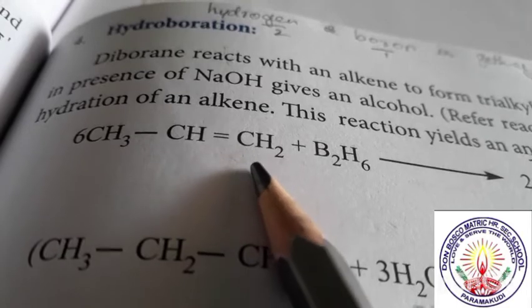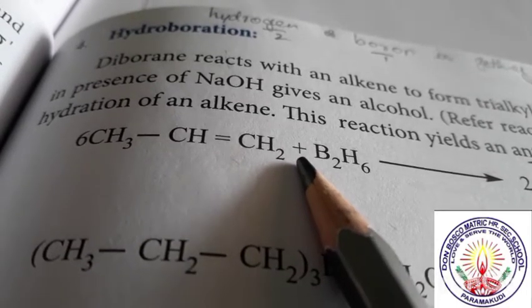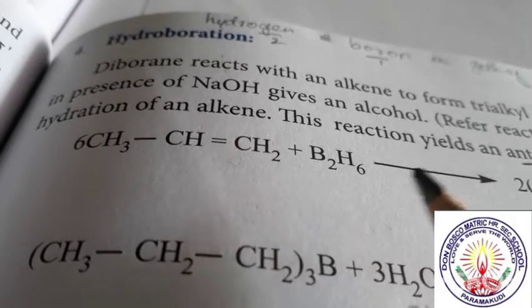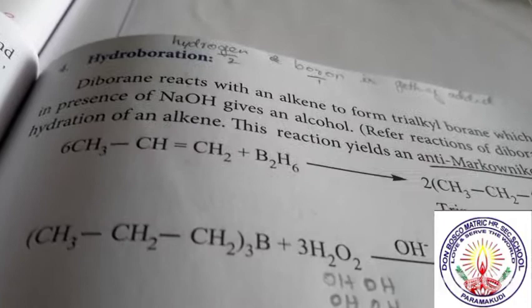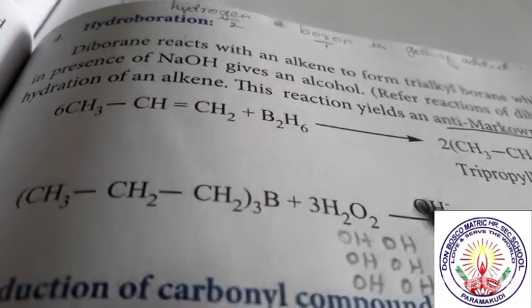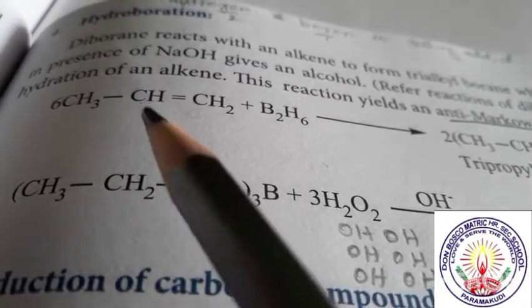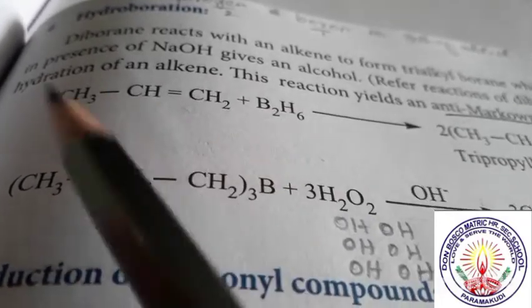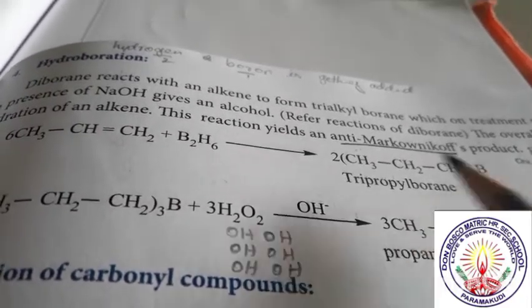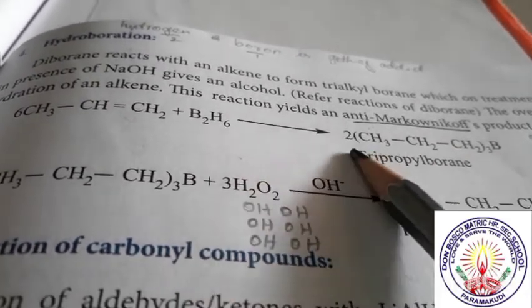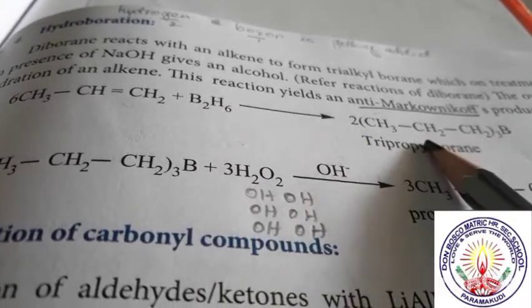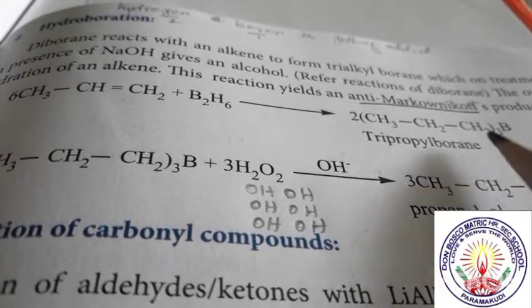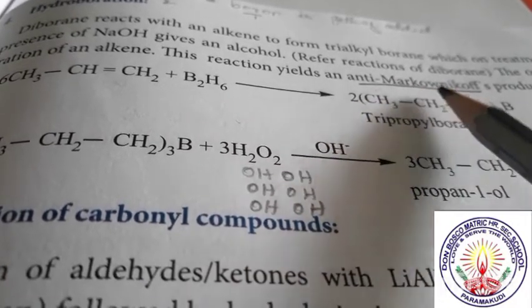CH double bond CH2 plus diborane B2H6, and here first boron is getting added, and we have 6 molecules of this. So this boron is getting added. Here you see 2 into 3, 6. So CH3 CH2 CH2, and this is following anti-Markovnikov rule.